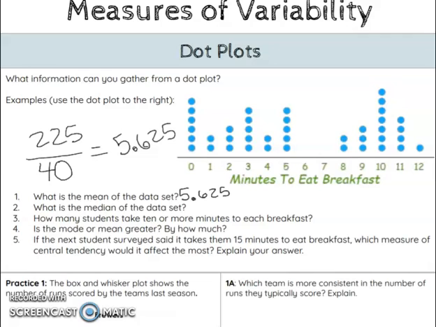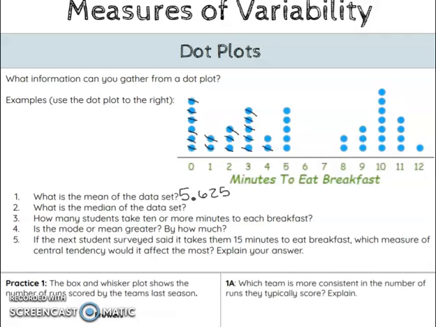Okay, to find the median, I would need to count over until I get to the middle. If I know that 40 people were surveyed, then the middle would be 20 dots in. So I would just start and cross off 20 dots until you get to the middle. Okay, so that means the median is right here, so the median would be 5.